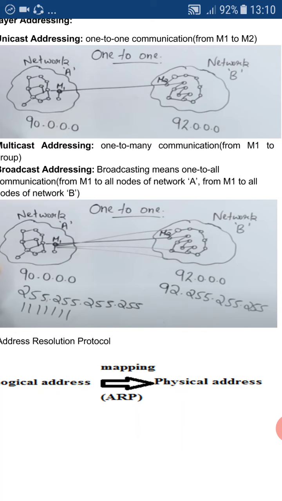In the direct broadcast addressing, what we have done is just changed the address to 92.255.255.255, because M1 wants to communicate with all the nodes of network B, where network B address is identified by 92, hence 92 dot with all ones. In the same manner, if M2 wants to communicate with all the nodes of M1, then the address of M1 would be changed to 90.255.255.255. Now don't worry much about the addresses, we'll study it in the next chapter.